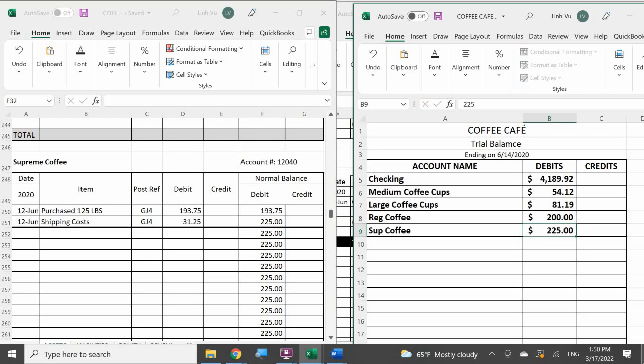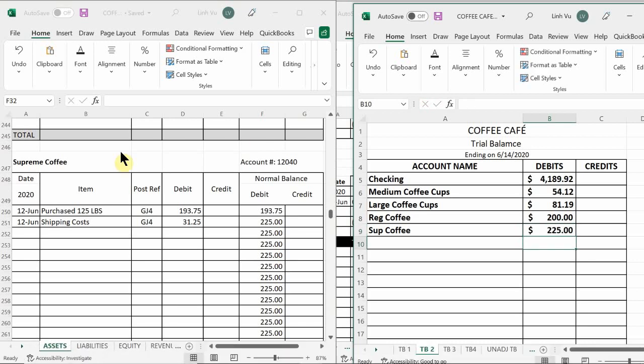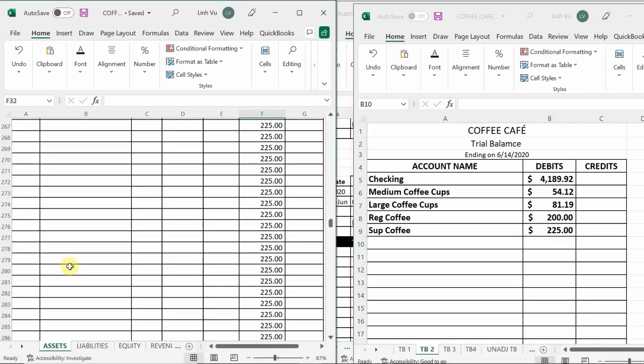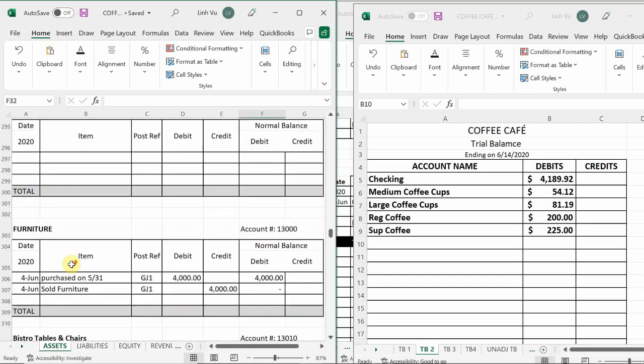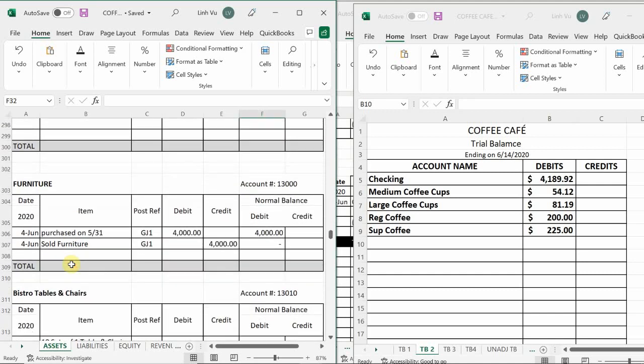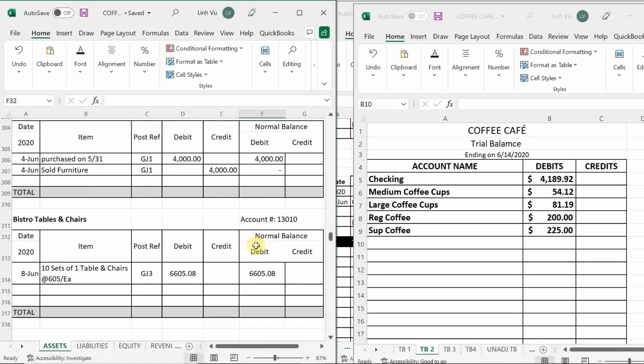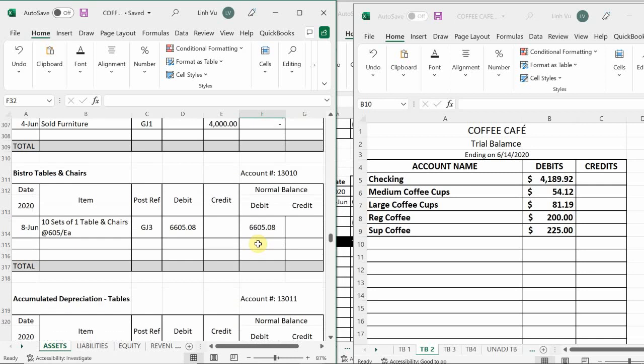$2.25. We have $225 worth of supreme coffee, right? No ceramic coffee mugs yet, right? Because we have periodic inventory, so we won't convert that till towards the end. And then, do we have any furniture? We do, but the account balance is 0, so no point in putting that in there. It's not going to make a difference.